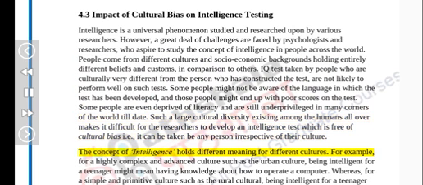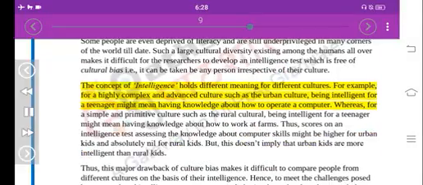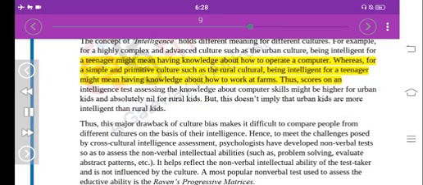The concept of intelligence holds different meanings for different cultures. For example, in a highly complex and advanced culture such as the urban culture, being intelligent for a teenager might mean having knowledge about how to operate a computer. Whereas, in a simple and primitive culture such as the rural culture, being intelligent for a teenager might mean having knowledge about how to work on farms. Thus, scores on an intelligence test assessing knowledge about computer skills might be higher for urban kids and absolutely nil for rural kids. But this doesn't imply that urban kids are more intelligent than rural kids.